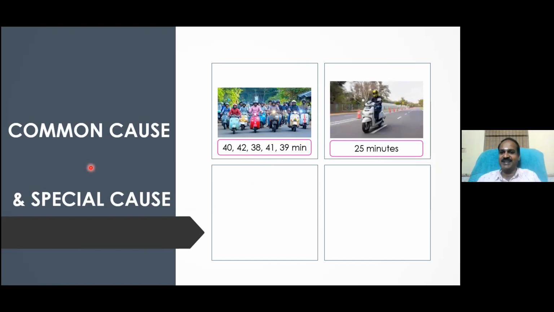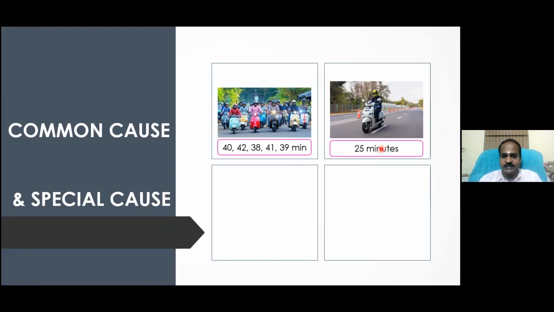Beautiful, no traffic. Only you are driving on the road, so you have reached office in 25 minutes. And now, if you can explain the reason for variation, that is called special cause. What is special cause? Generally, there will be traffic on the road when you go to office in the morning, but that particular day, there is no traffic because it's a lockdown day, right? And that means the reason for variation is special cause.